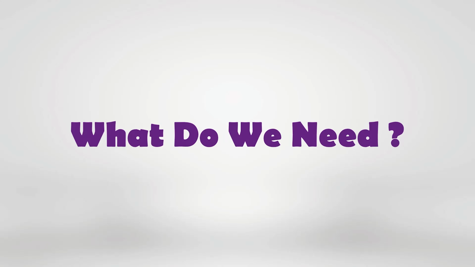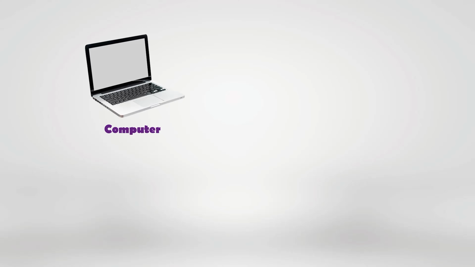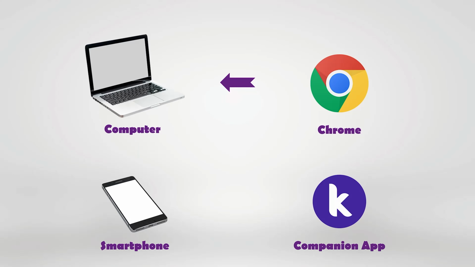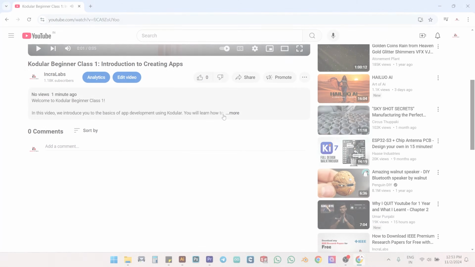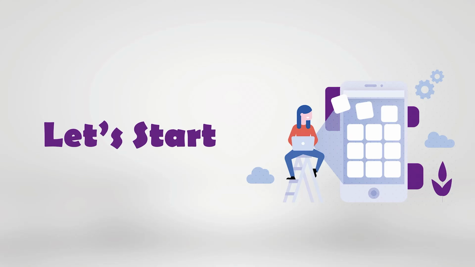Before we start, you'll need a few things. First, you'll need a computer with Google Chrome on it. Second, you'll need an Android phone with the Kodular companion app. You can find the link to download the app in the description below. Once you have these, we are ready to go.